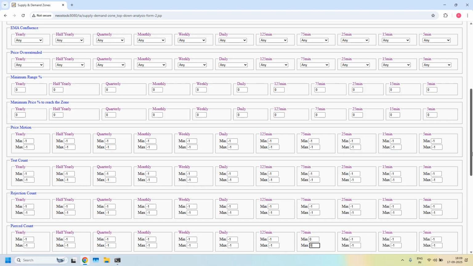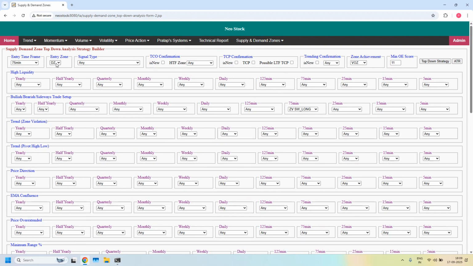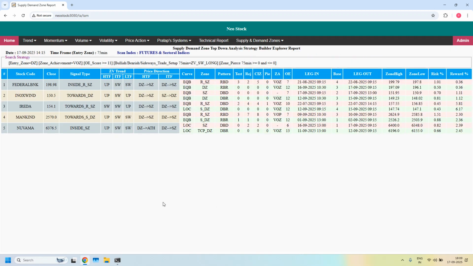Pierced count 0 means this 75 minutes demand zone is not pierced. Let's filter. We got 5 stocks supporting sideways long trade setup for a weekly income trade. Entry time frame zones are 75 minutes demand zones. And you should plan trades on these zones only if lesson 30.3 checklist items are satisfied. Otherwise, there are higher chances of zone violation.